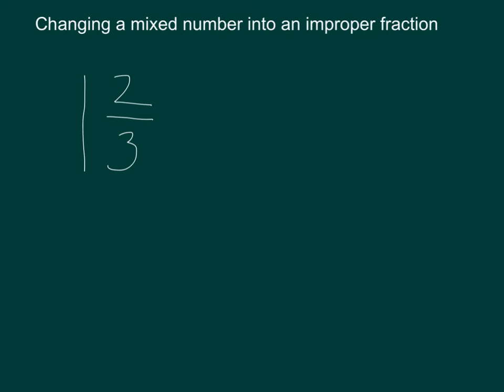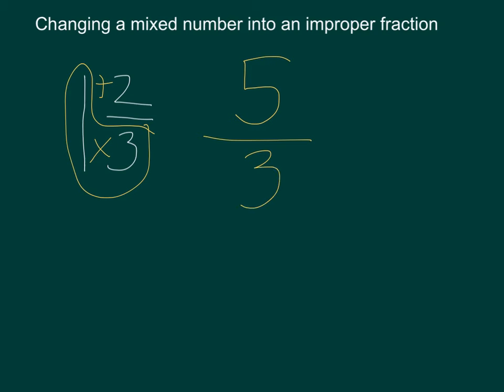I like to add little symbols here to help me. I add a multiplication sign here, and I add an addition sign there. So then I know I have to do 3 times 1 is 3, and then I add the 2. 3 plus 2 is 5. That's my numerator. And then my denominator stays the same at 3. So now I have it as an improper fraction.